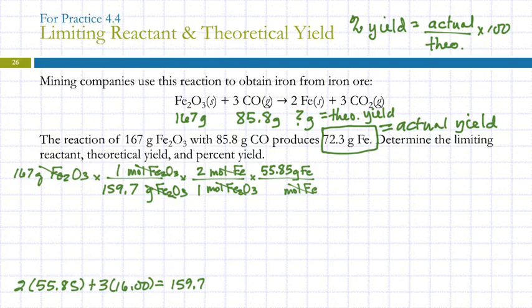So start at the left, multiply by the top, divide by the bottom. So 167 divided by 159.7 times 2 times 55.85. I started with 3 significant figures, so my answer will have 3 significant figures, but I'm not at a final answer yet, so I'm going to write down 2 extra digits just to be safe.